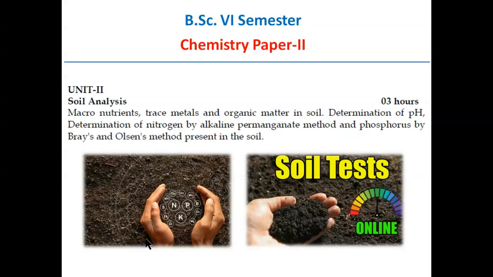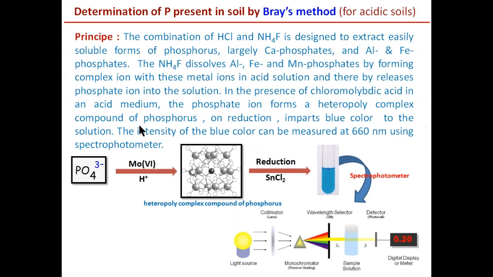So we started discussing soil analysis. In that we have discussed many points like micronutrients, trace metals, organic matter in soil, determination of pH, and then determination of nitrogen by alkali permanganate method, and so on. So today's point is how to determine the phosphorus present in the soil by Bryce and Olsen method.